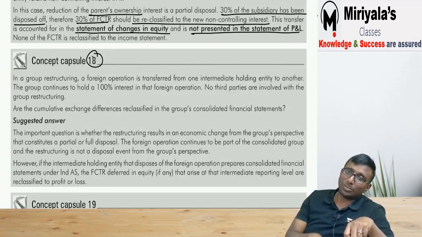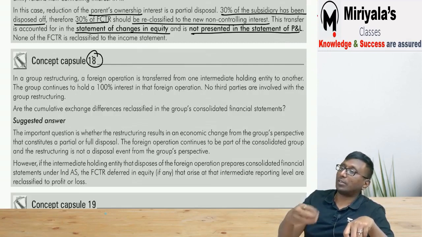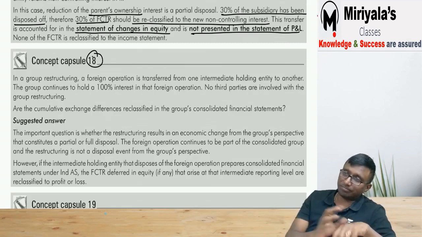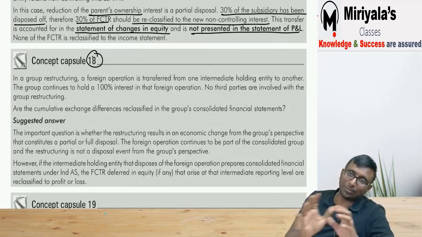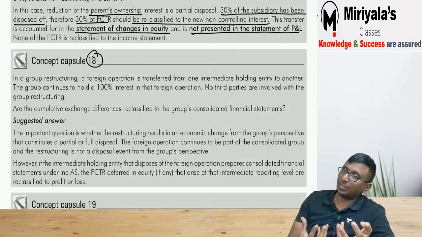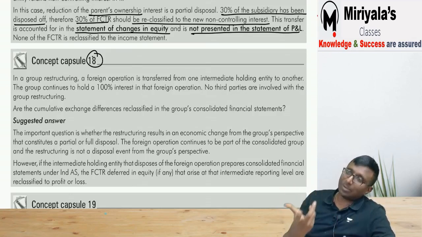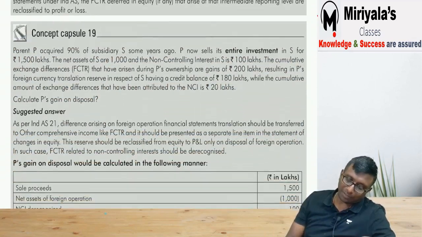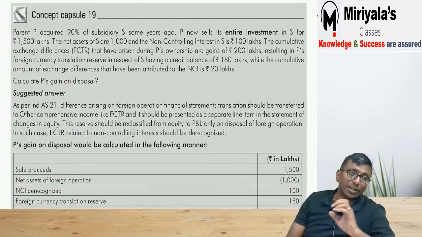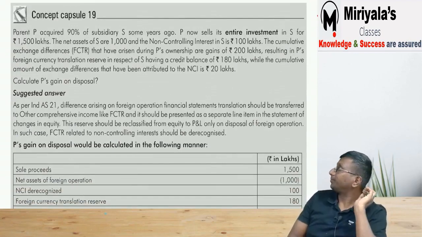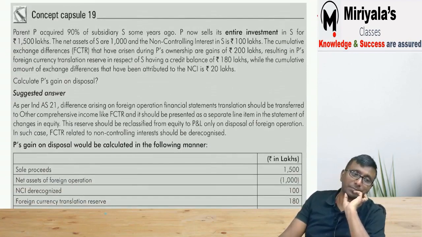In case of common control business combination, the reserves, whatever they are meant for, have to continue as they are. Correct. Now you have to shift the same reserve. Do you remember, if it is a free reserve in the earlier company, it has to be free reserve only. If it is a capital reserve earlier, capital reserve. If it was revaluation reserve, it should be revaluation. That is what we discussed very clearly. Exactly, that is only what will happen. This is one sum. Concept capsule 19 is one good sum. Why don't you try? Try once.